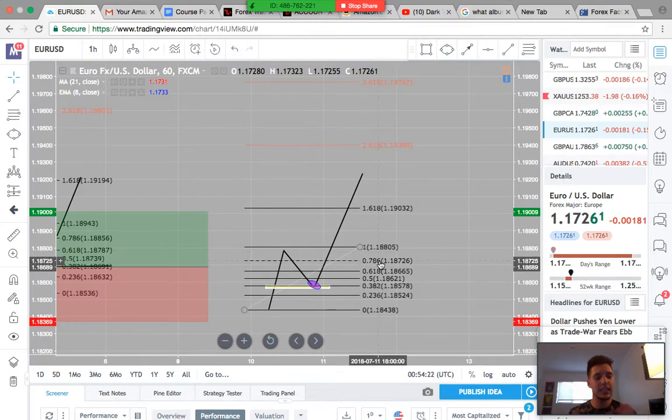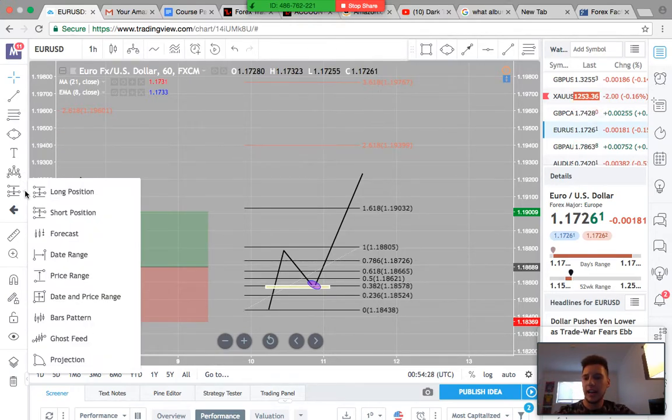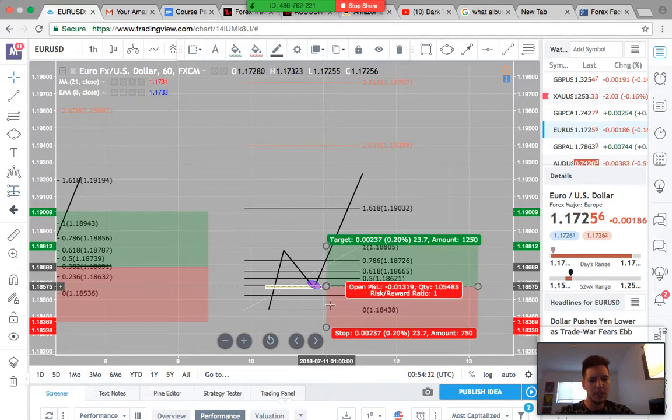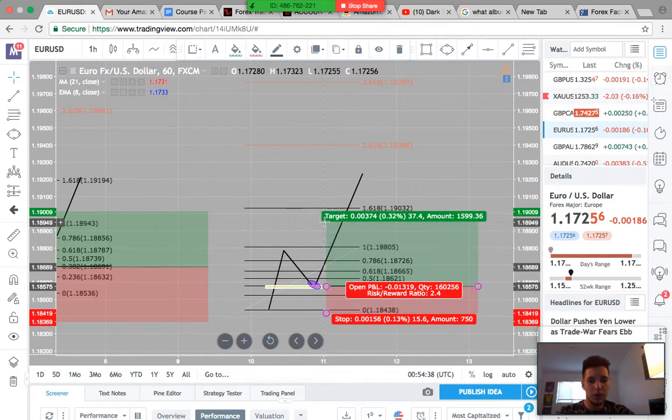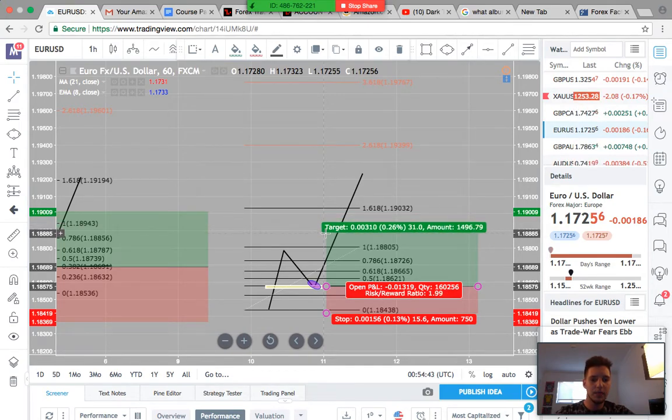We see exactly the same setup that we had on the previous trade, but right here we can actually see that our long position is going to be a lot better. Our stop loss is going to be a lot less. So let's say this stop loss is going to be a 15 pip stop loss, and our take profit, we're not going for 20, but we're going for 30 pips. Okay, so this right here would be a 2-to-1 ratio.